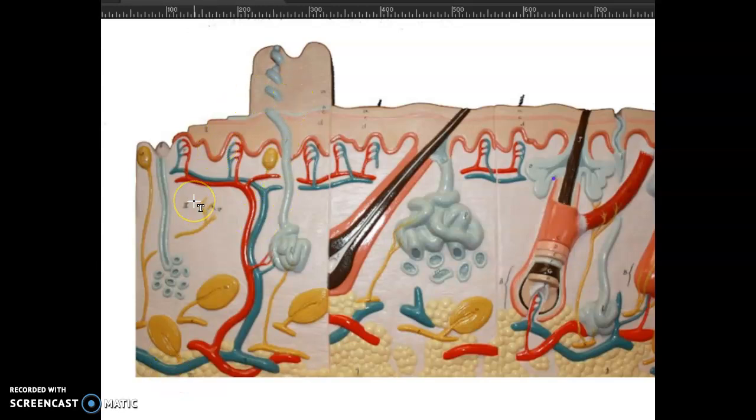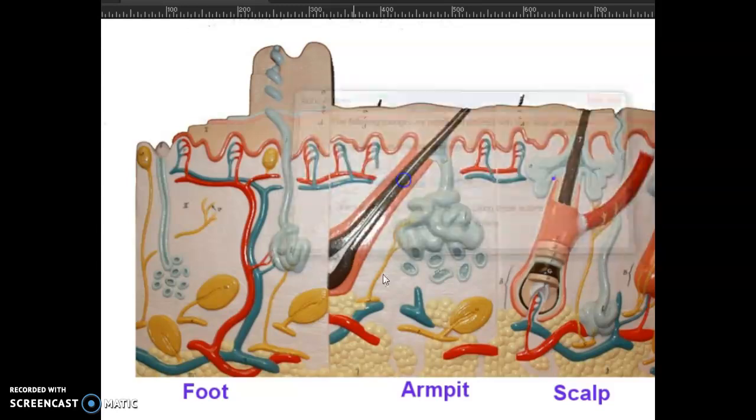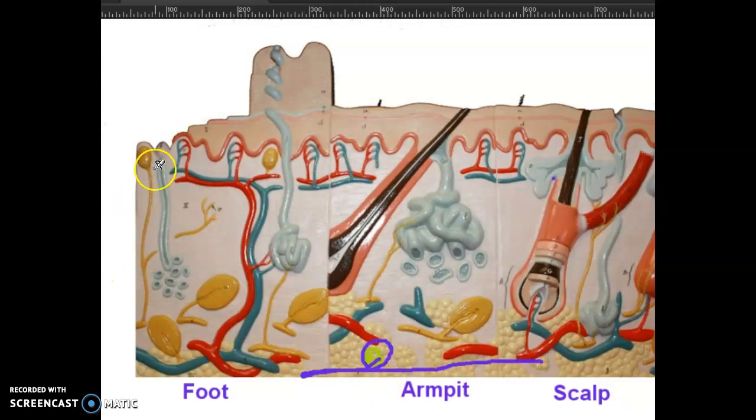This is the pedis region, that's the foot. This is the axillary region, the armpit. And then this is the scalp. Now again, the model shows the three regions of the skin. We have the hypodermis down here. Yes, yellow on yellow works perfectly. So this is the hypodermis on all three sections. The dermis goes from here, that's the top of the dermal papilla, all the way down here. So from here, all the way down there, here, all the way down there.